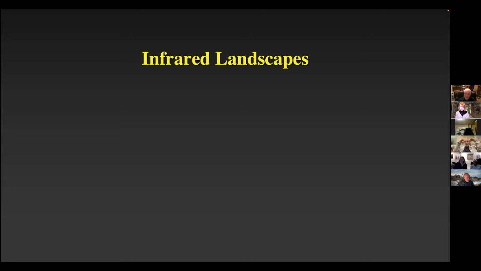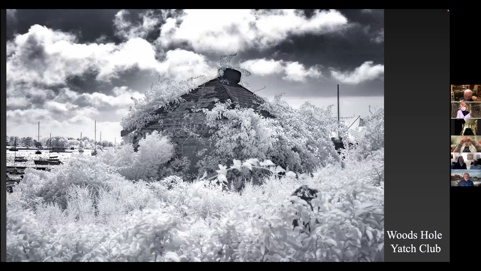Now, just like any other landscape, an infrared landscape has to start as a good image to begin with. You're not going to fix a terribly composed or an uninteresting object just by shooting it in infrared. So we're going to start close to home for us. We split our time between Philadelphia and Cape Cod, Massachusetts. And so this is an abandoned shack at the Woods Hole Yacht Club in Falmouth.